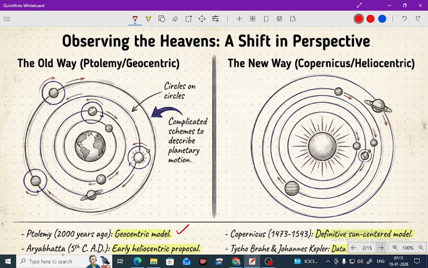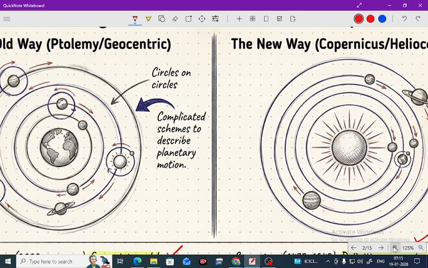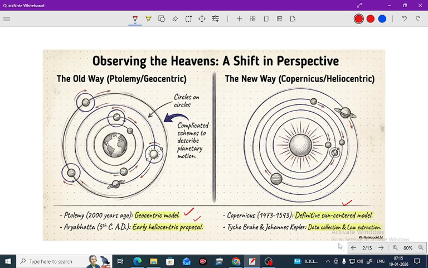Aristarchus, 5th century BC, an early heliocentric proposal. Copernicus, 1473 to 1543, the definitive sun-centered model. And Tycho Brahe and Johannes Kepler, data collection and law extraction.